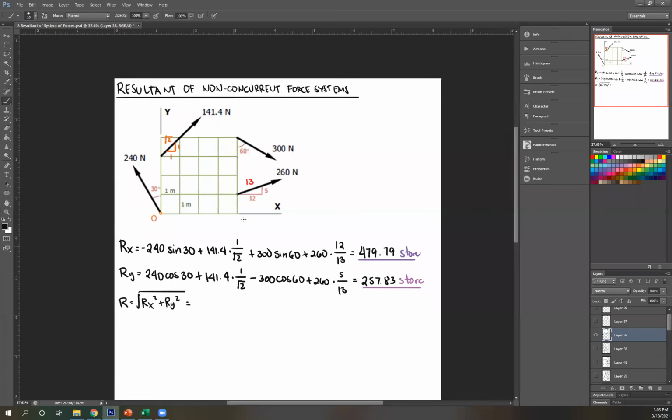Okay. So once again, that is 544.68 Newton. So that's magnitude. Next, inclination, which is theta. So arctangent, Ry over Rx. What's the answer?